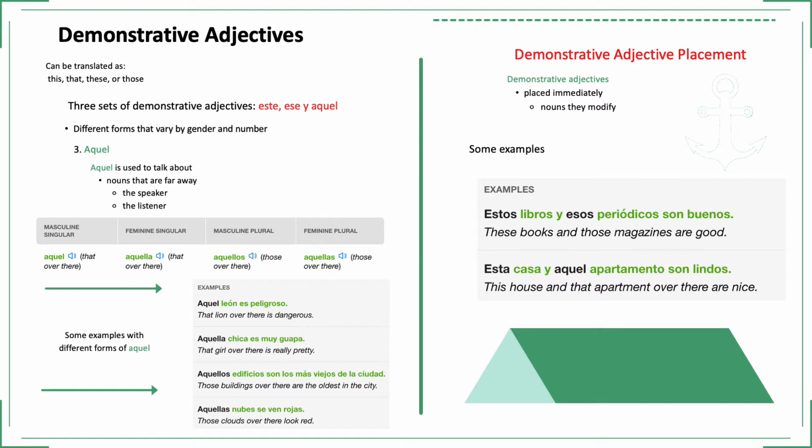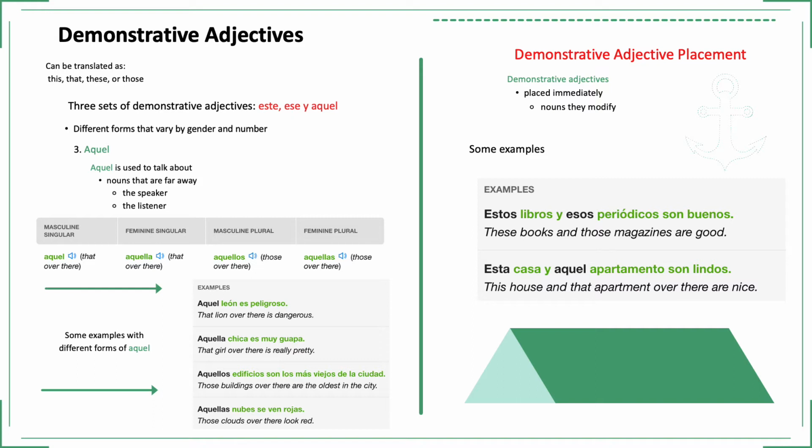Feminine singular, aquella, which means that over there. Masculine plural, aquellos, which means those over there. And feminine plural, aquellas, which means those over there. Now, check out these examples with different forms of aquel.